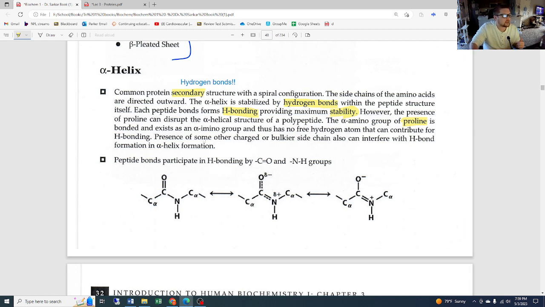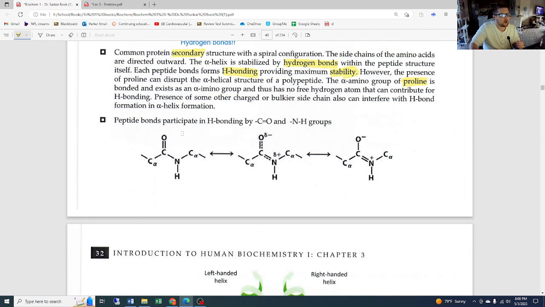Okay, presence of some other charged or bulkier side chain can also interfere with hydrogen bond formation in alpha helix formation. So the peptide bonds participate in the hydrogen bonding by the carbon, oxygen, and nitrogen hydrogen groups. So because we have these available hydrogens, and like I said, the side chains are going to be off towards the outside, the hydrogens will then be able to bond together.